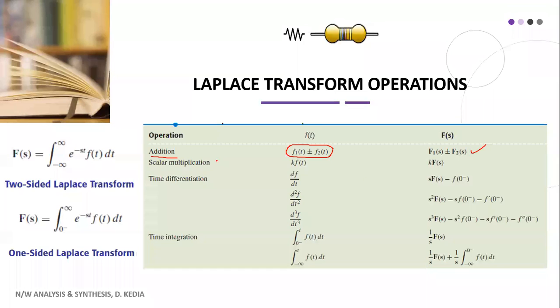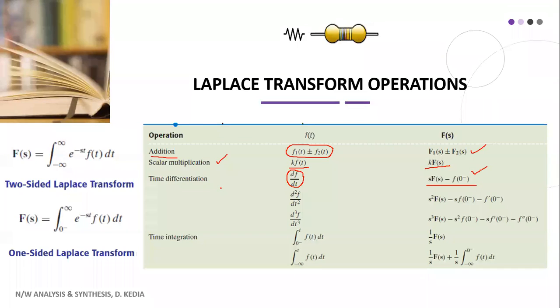If you are doing scalar multiplication, meaning your time domain function is multiplied with a constant, then your Laplace transform will also be multiplied with a constant. Then differentiation: if you are differentiating your time domain function with respect to time, in frequency domain, what will happen? It will be sF(s) minus f(0), as we just discussed. So we have discussed only first order differentiation. Your differentiation could be second order, third order.